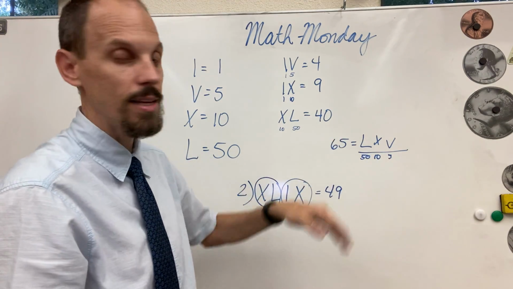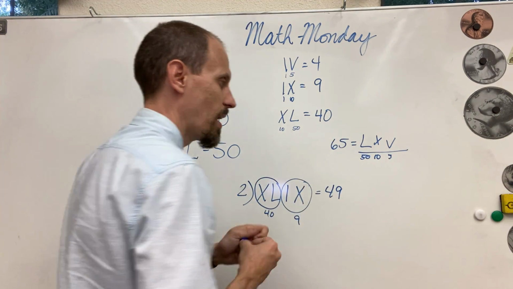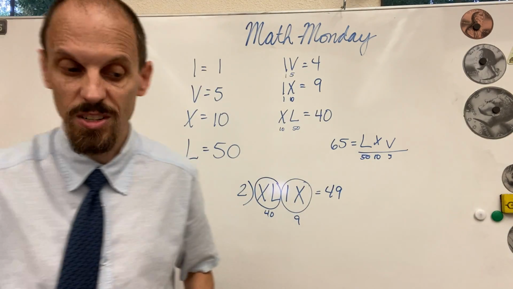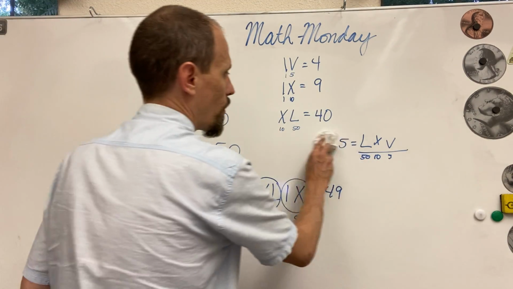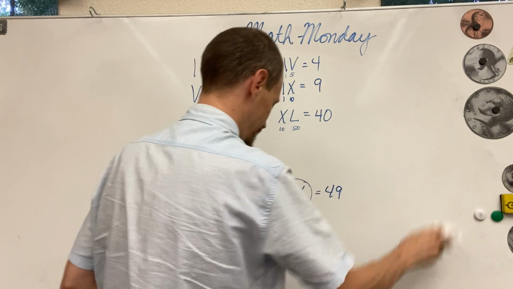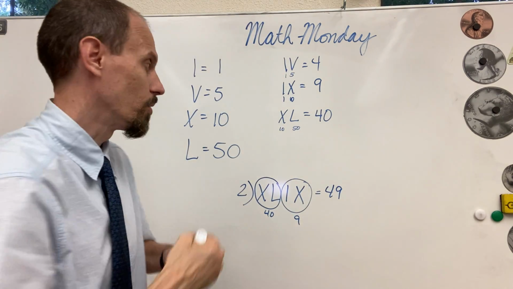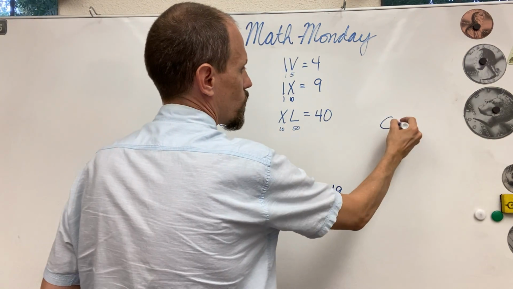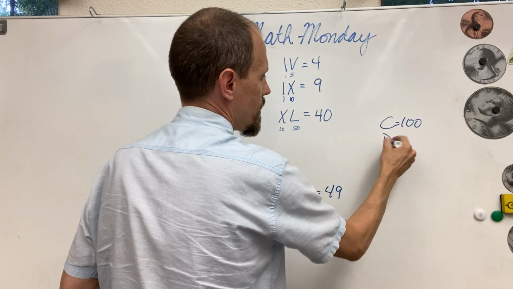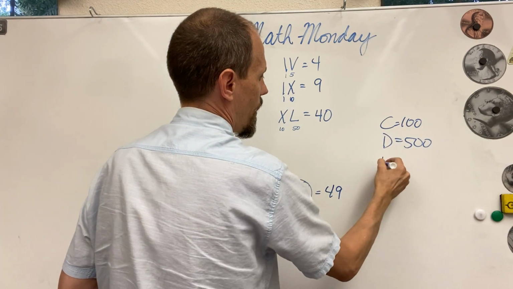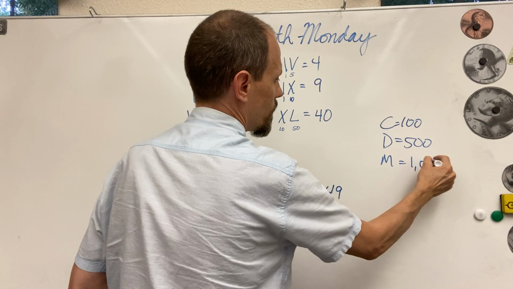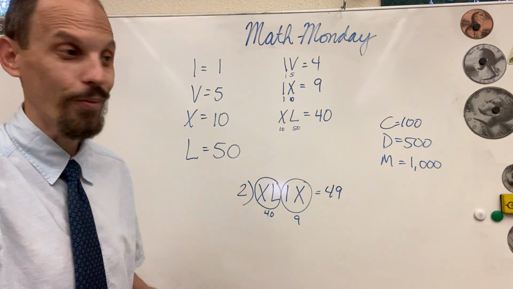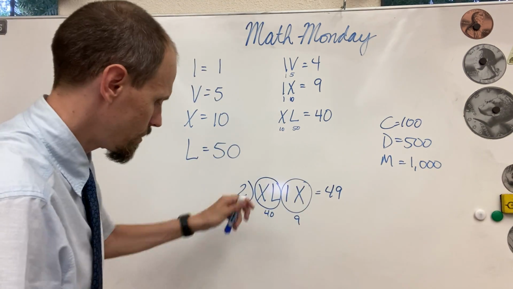So you guys are going to do these later on. We're going to get better and better at these. I'm going to have you guys doing these up into the thousands, like 3,000. Because you know they have letters, so like C equals 100, D equals 500, and M equals 1,000. Yeah, we're going to get into those later on. All right, but let's focus on these right now.